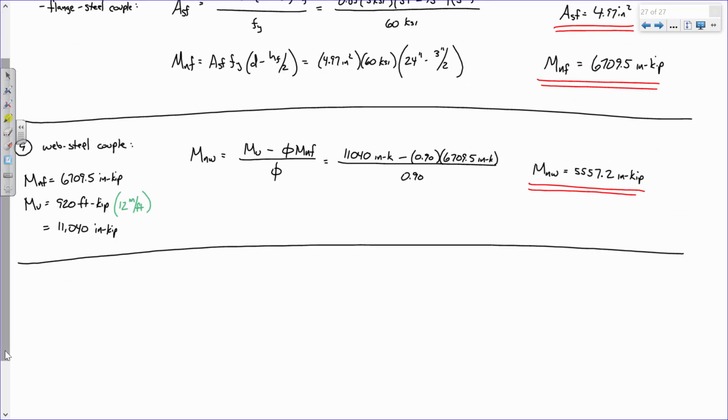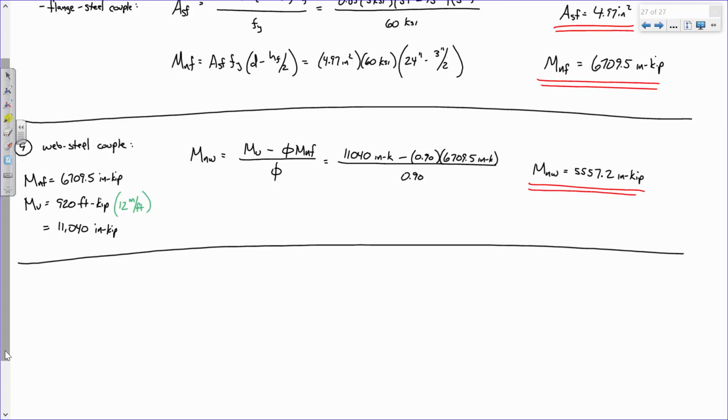So, is everybody sort of following what we're doing? We took the T-beam, because it's a true T-beam, and we split it up into a rectangle, or the flange web couple, and the flange steel couple and the web steel couple. The reason that we're doing that is because for each of those couples, we want to determine the required area of steel. So for the flange steel couple, we determined that we needed 4.97 square inches of steel.